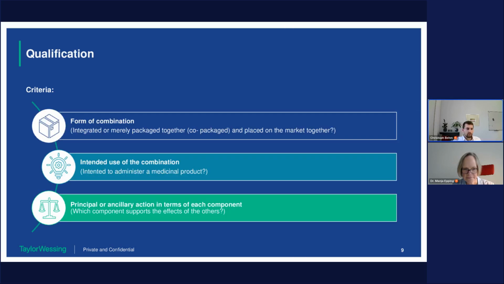So we now proceed with a closer look at the various possibilities of combination products within the scope of the MDR, or in other words, what kind of combination products fall under the provisions mentioned. For the qualification, Article 1, paragraphs 8 and 9 of the MDR state the following criteria, which you can see below. First, the form of the combination. Here the question is whether an integral product is present at all.